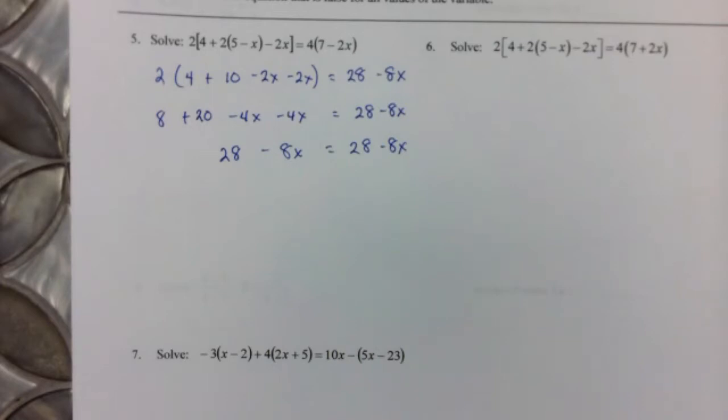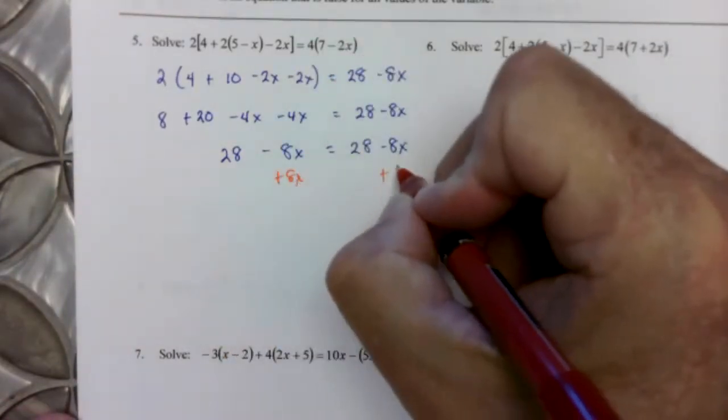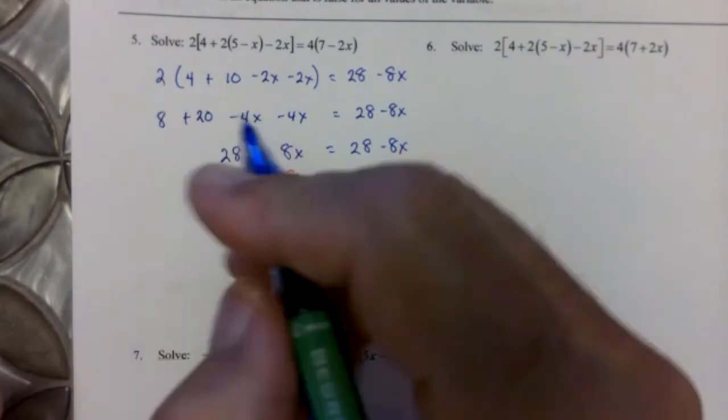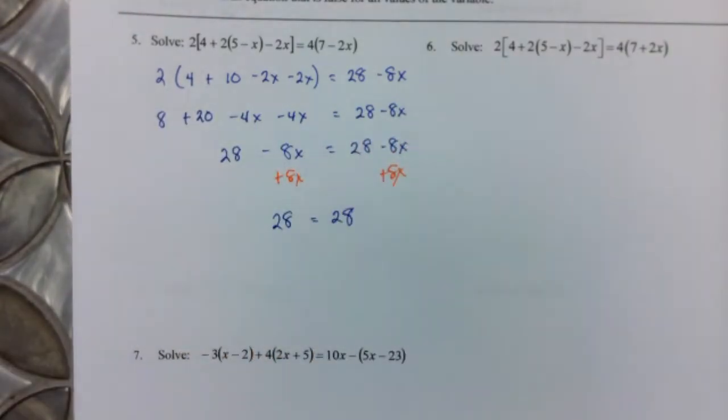Uh-oh. What happened? We're going to end up having to divide by 0. If I add 8x and add 8x, I get a whole 28 equals 28. That's not so good. What's the answer here? Somebody says 1. Now, 1's not going to work. Would it be undefined? Yeah, we're going to go with undefined.